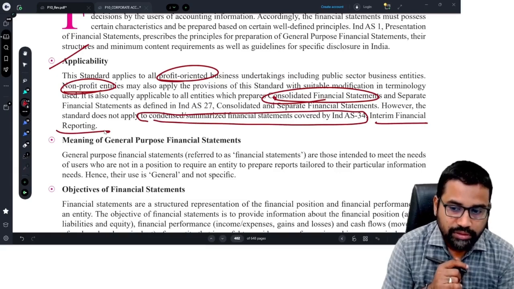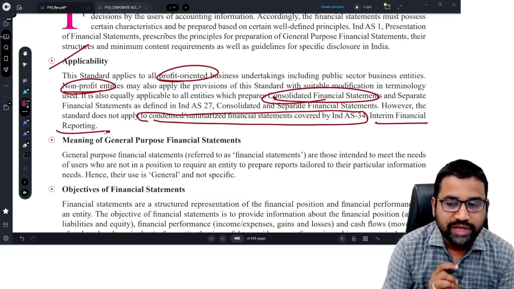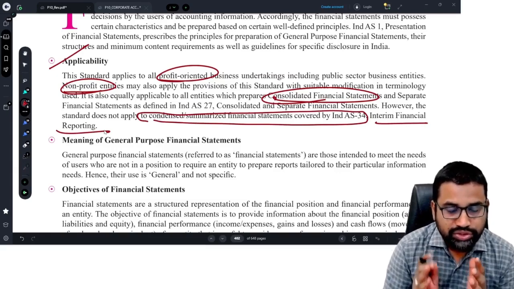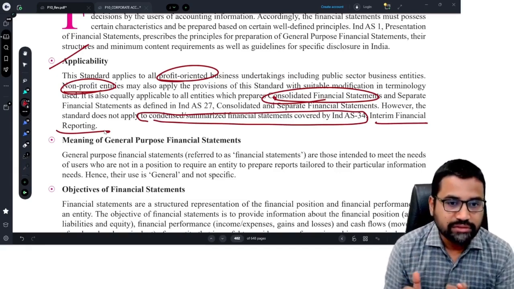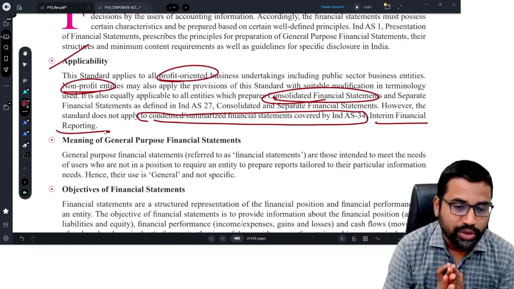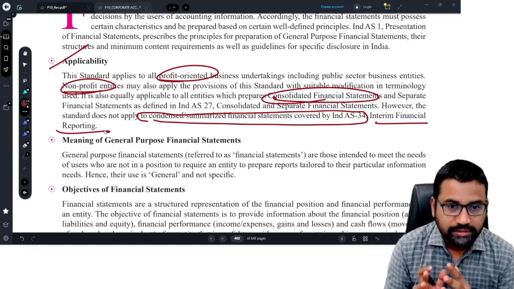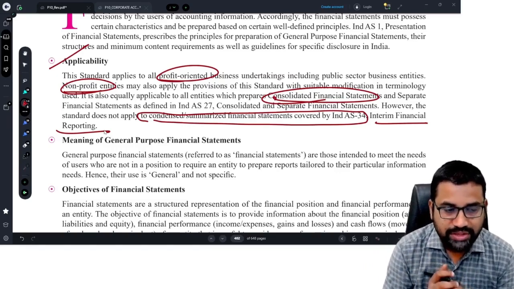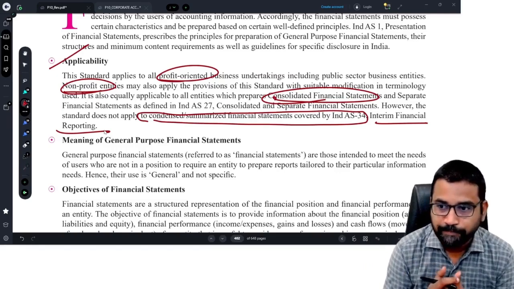Most of the students are leaving Ind AS. No, you just listen to this revision, it is more than sufficient. Listen to it 2 or 3 times, and then directly go and write the exams. Of course, you have to solve some questions, but at least something is better than nothing.